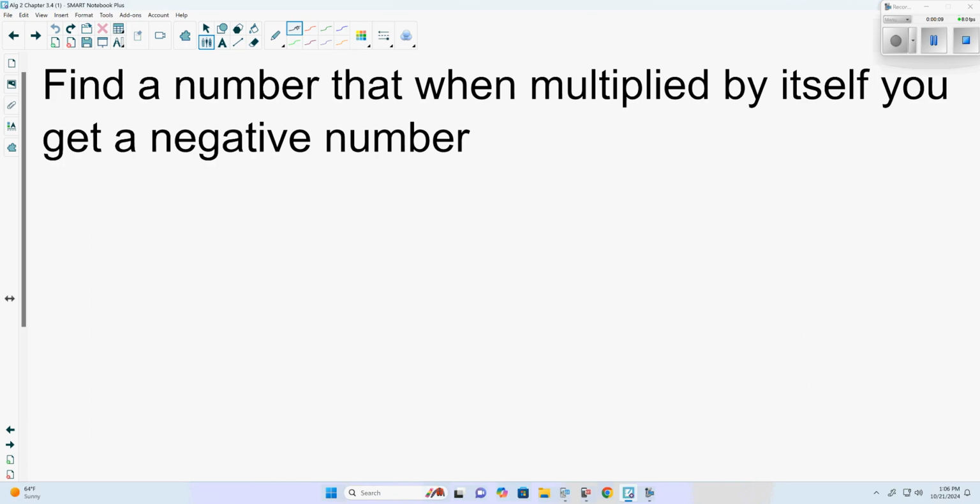All right, guys. We want to find a number that when multiplied by itself, you get a negative number. So what would be a number that we can multiply by itself and get a negative number? Negative 1, well, we'd multiply it by negative 1, giving us positive, because a negative times a negative is a positive. Well, 1 times 1 gives us 1.